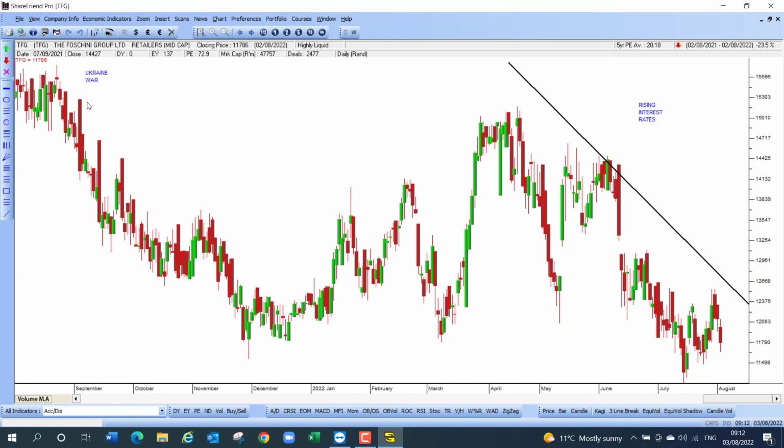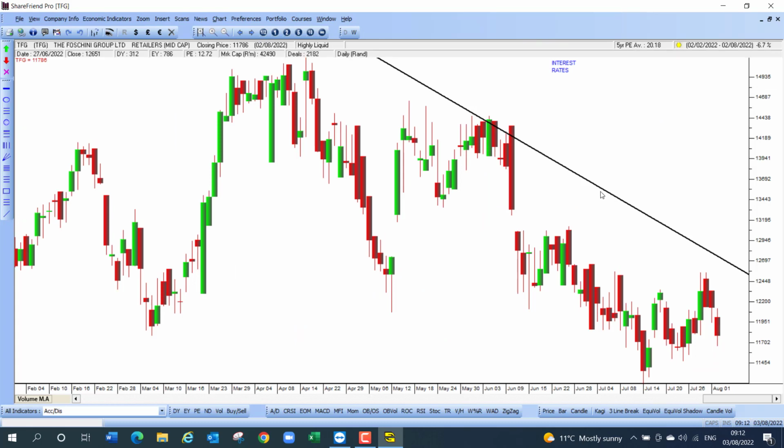You can see here, okay, let's just go to the 6-month chart. There's a bit of a downward trend line on Foschini, and the share has fallen off with the bear market overseas, also rising interest rates and so forth.